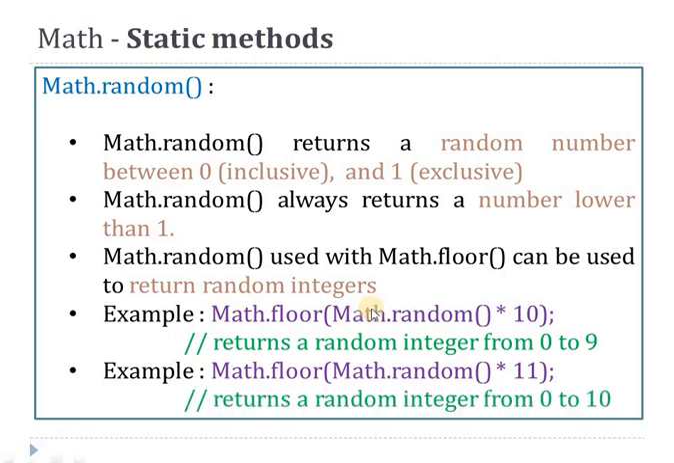Over here you can see that this Math.random function will return any number between 0 and less than 1. So for example, if it is 0.2, then it will be multiplied by 10, and you are just calling the Math.floor function. So this function will return any number between 0 to 9.